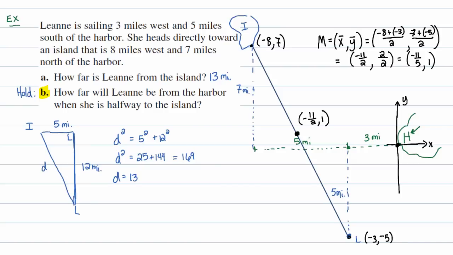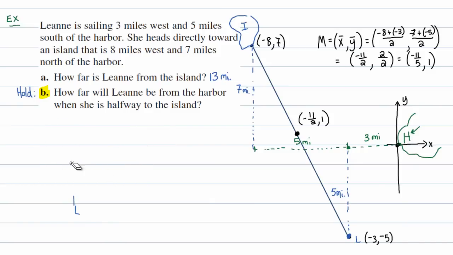Let me erase a little bit of my work here so that I can get room to do some extra work on this page. In fact, I'll even erase the word hold there. And I'm going to draw in a nice little line here that goes from the harbor to the midpoint, where Leanne's going to want to know the distance. So we want to know that distance. That's our final distance, and since I don't have the letter D here anymore, I'm going to call that D.